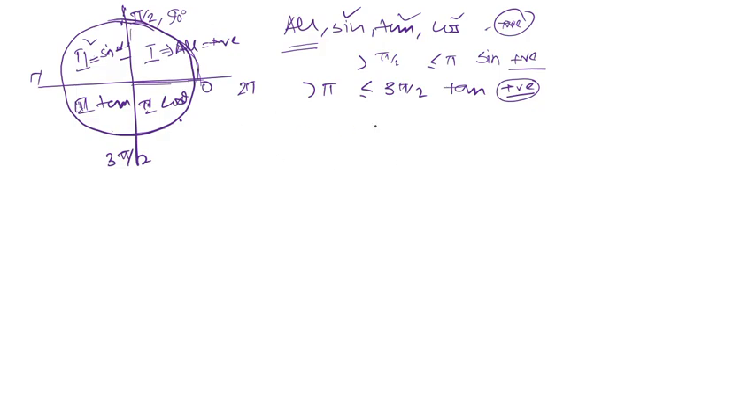Now on the fourth quadrant, which is 3 pi by 2 to 2 pi. In this quadrant, only cos is positive. Clear? Okay. So the thing I will remember is: all, sine, tan, cos.